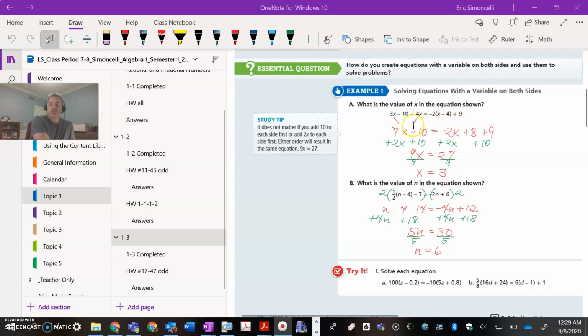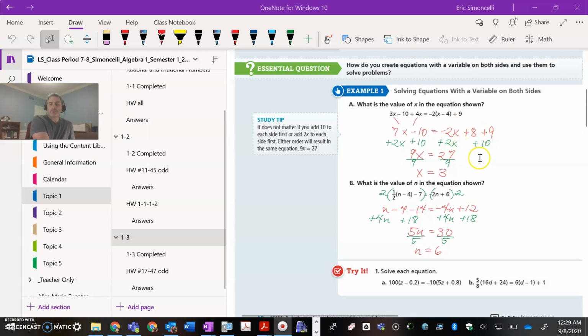To kickstart this problem, we see that we have like terms on the left side of the equation, of which when you add 3x and 4x, you get 7x. So in the next step, 7x minus 10, and that equals, on the right side, if you distribute the negative 2, negative 2x, and then what? Plus 8. Be careful with your signs. Plus 9, of course, still carries down.